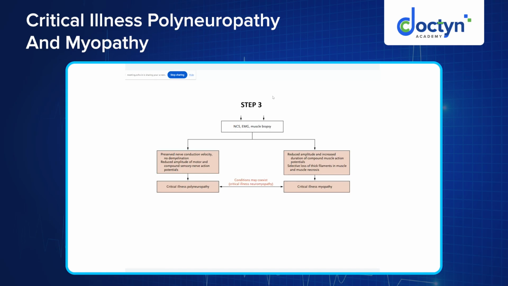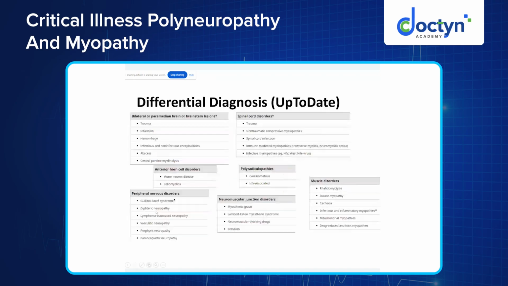If there is preserved nerve conduction velocity, no demyelination, and reduced amplitude of motor and compound sensory nerve action potentials, that means there is critical illness polyneuropathy. If there is reduced amplitude and increased duration of compound muscle action potentials, with selective loss of thick filaments in muscle fibers and muscle necrosis, that can indicate critical illness myopathy.